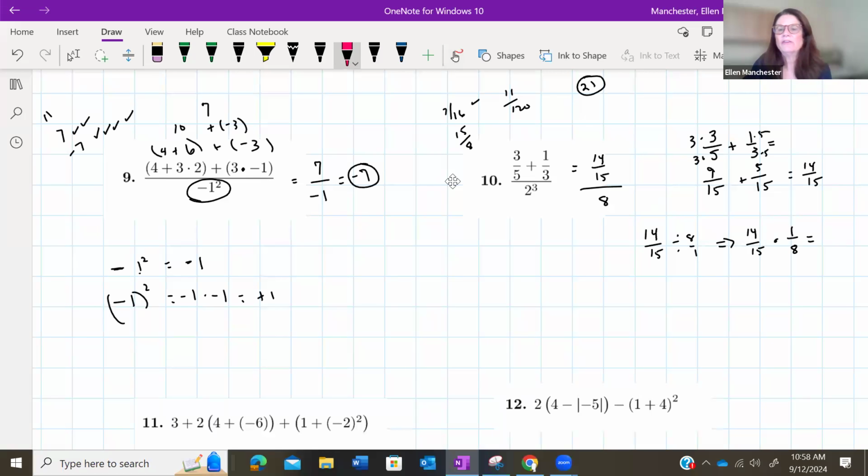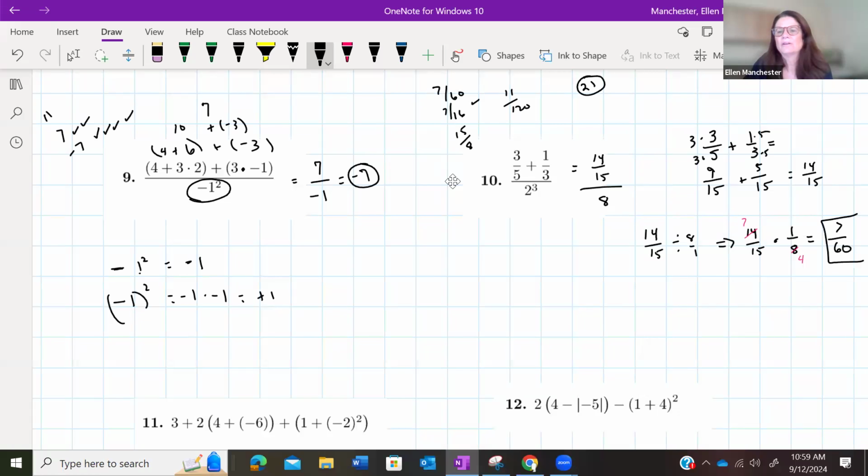Then I can cross cancel, right? 2 goes into 8 4 times, and 2 goes into 14 7 times. So I end up with 7/60. Did you say 60 or 16? 60? Oh, okay. Sorry, I wrote it wrong.